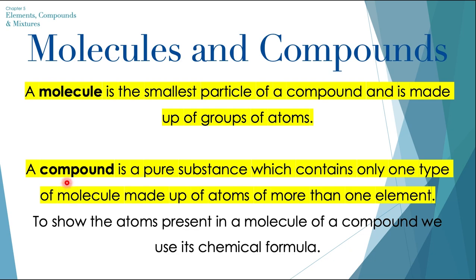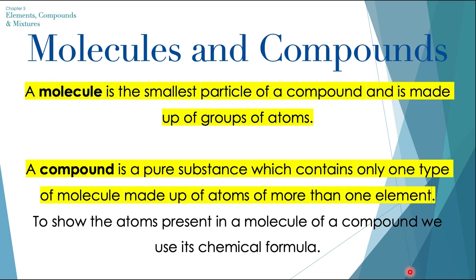What we're saying is that a compound is a pure substance which contains only one type of molecule made up of atoms of more than one element. So, a compound is made up of only molecules which have atoms of different elements, of more than one element, okay? Not a single element, not one element. We need more than one element, like methane, ammonia, carbon dioxide, water.